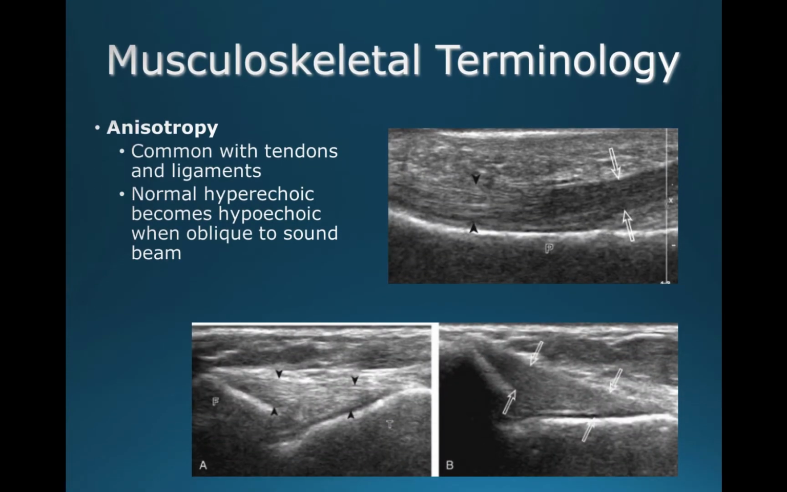Some musculoskeletal terminology that is important to know. One thing that is very common that we talk about in musculoskeletal ultrasound a lot is called anisotropy. It's very common with tendons and ligaments.